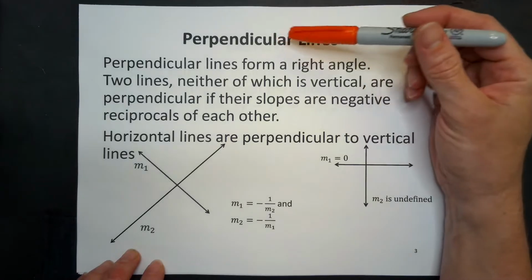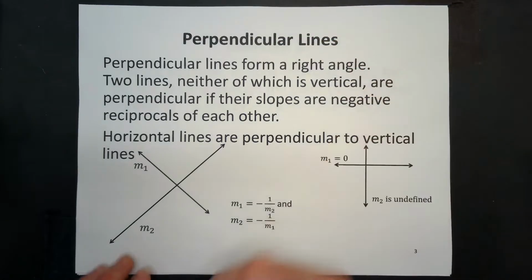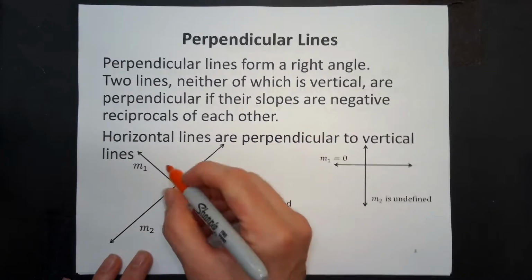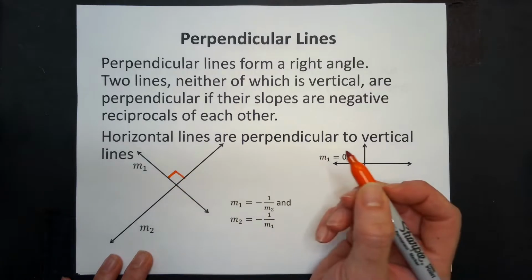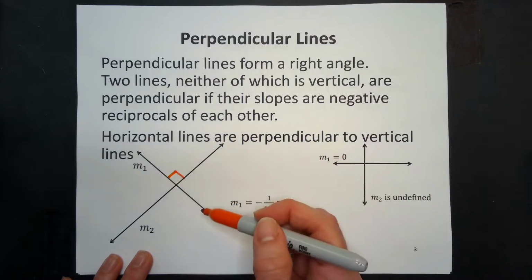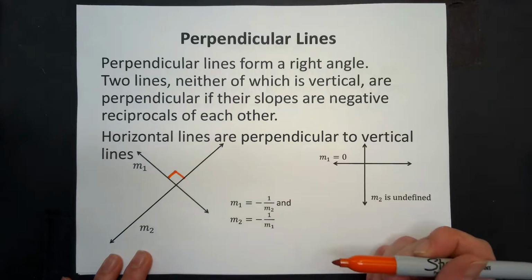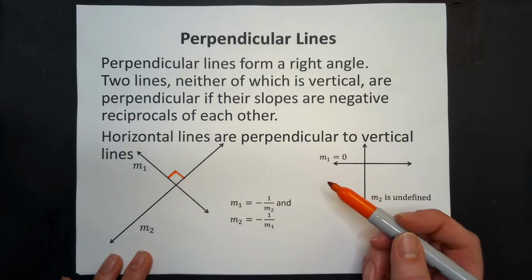Perpendicular lines. Perpendicular lines form a right angle. Two lines, neither of which is vertical, are perpendicular if their slopes are negative reciprocals of each other. So here we have, these will form a right angle right there. There's a geometric argument to exactly why this happens. You get the negative reciprocal of the slope if they're perpendicular, but it's a bit beyond. It's in your book if you wish to look at it.